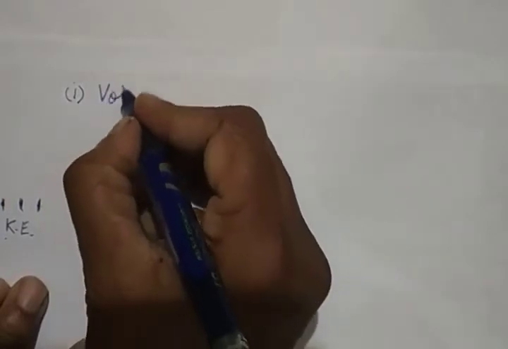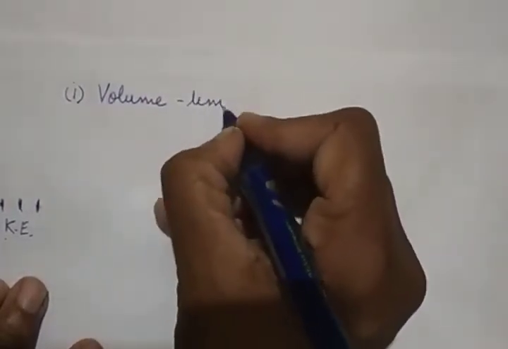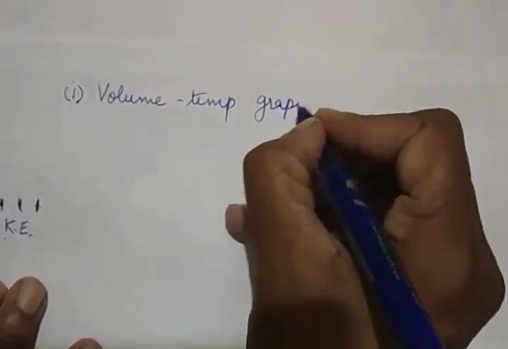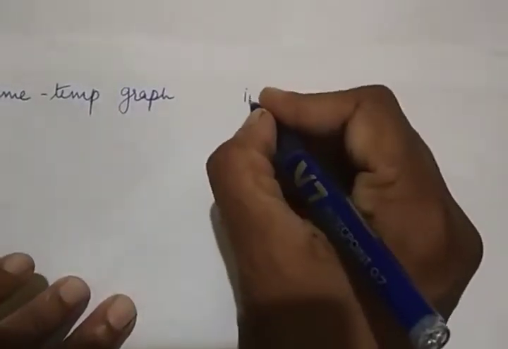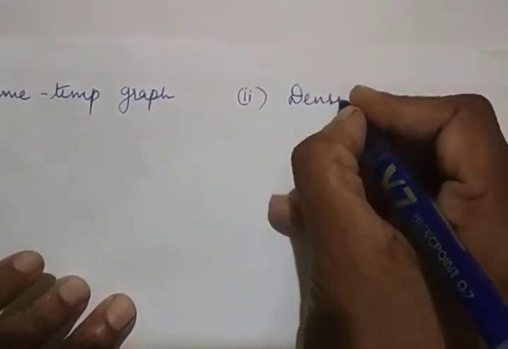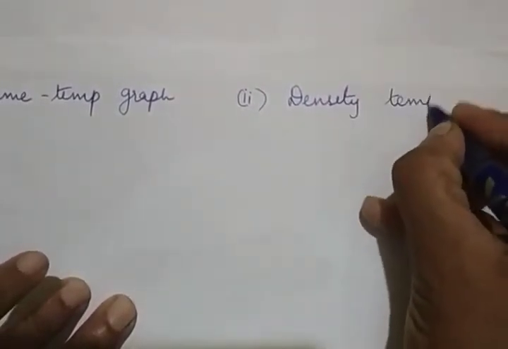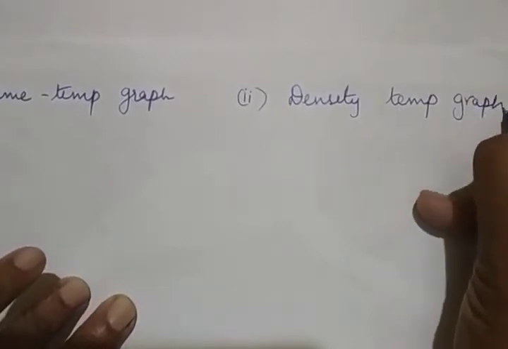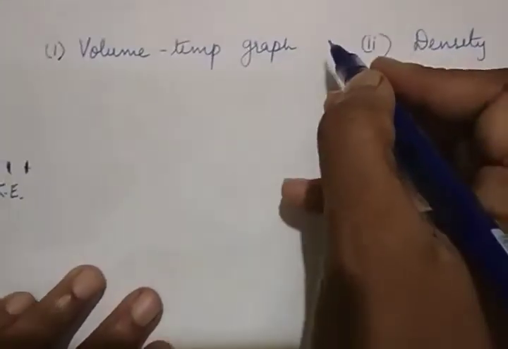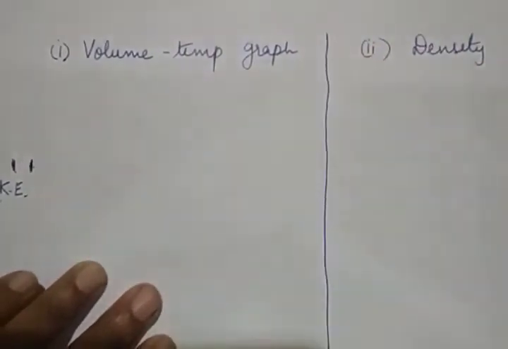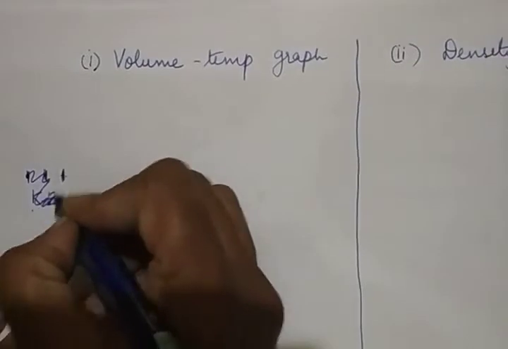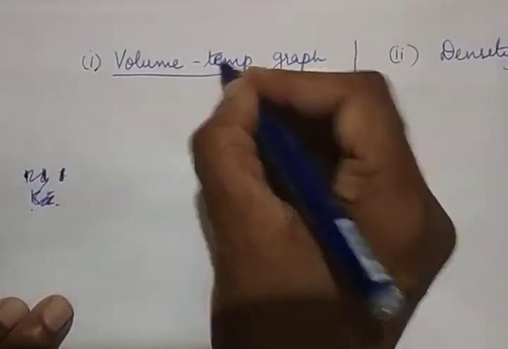There are two important graphs related to this anomalous expansion of water that keep coming very often. The first one is the volume temperature graph, and the other one is the density temperature graph. One of these two usually comes in the exam. So you have to draw a graph and explain along with that. Now we'll start with the volume temperature graph.